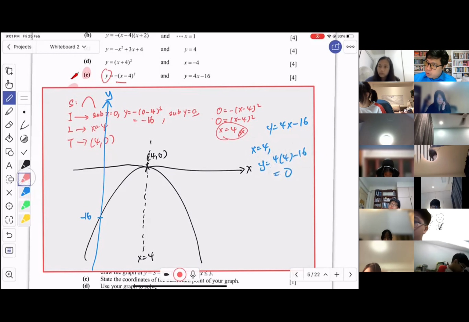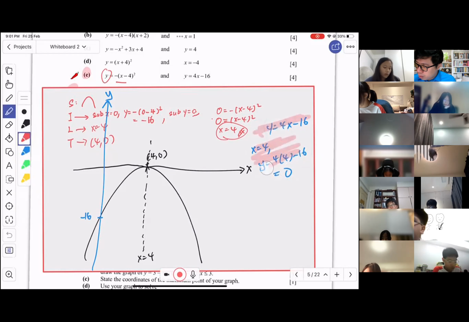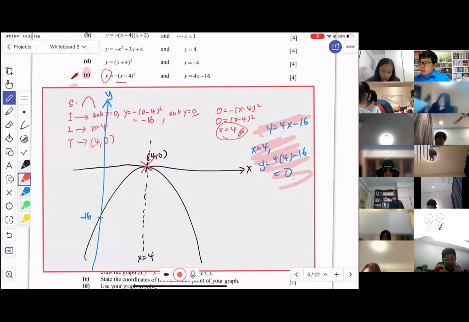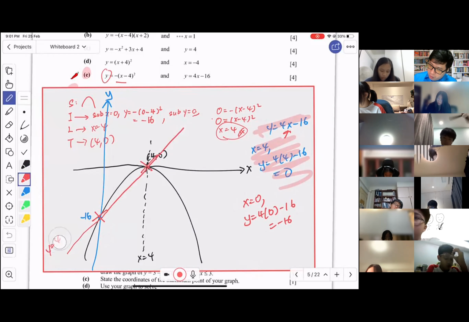That is 0. I'm going to use red color so that you know I'm talking about this line. Then 4 will be here. If x equals 0, sub inside, then y will be 4 times 0 minus 16, which is negative 16. That will be here as well. So basically, my line will pass through. It looks like this: y equals 4x minus 16.